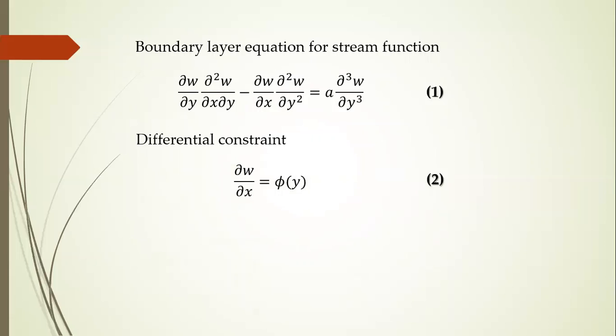Boundary layer equation for stream function: ∂w/∂y ∂²w/∂x∂y − ∂w/∂x ∂²w/∂y² = a ∂³w/∂y³. It is equation 1. Differential constraint: ∂w/∂x = φ(y). It is equation 2.